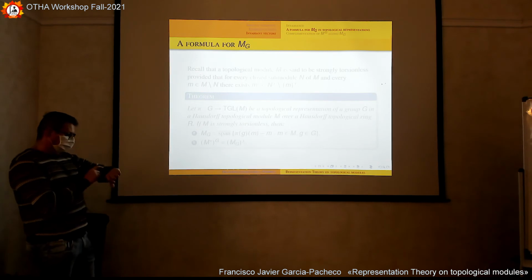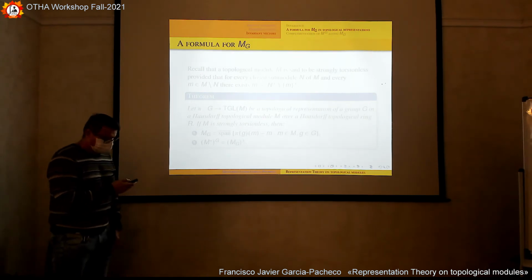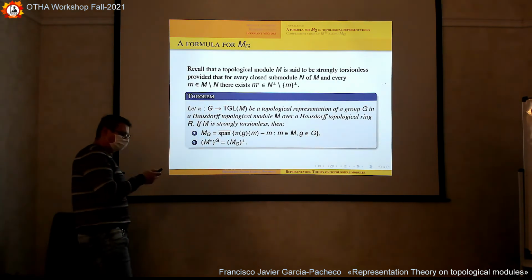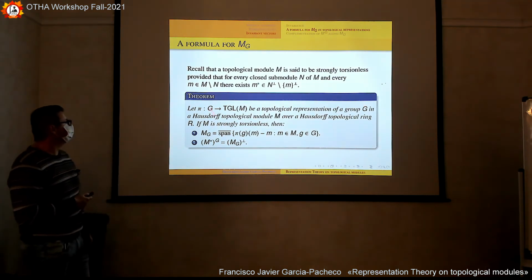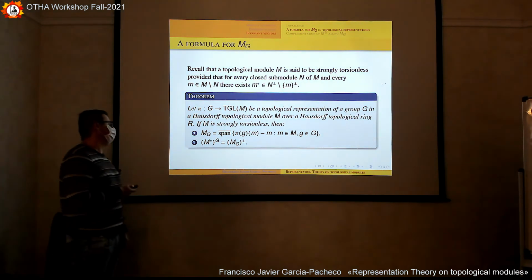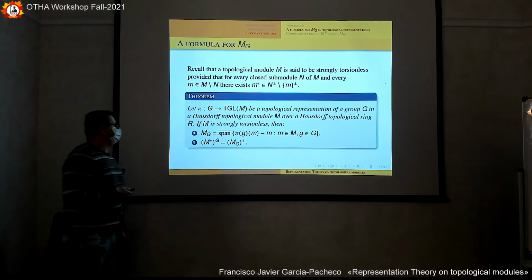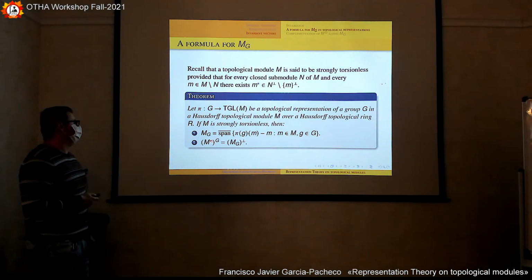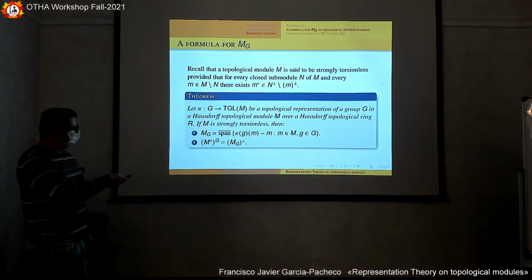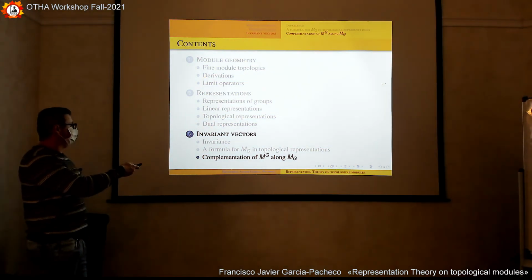First, we have a formula for the submodule of invariant vectors in a topological representation. Now we need M to be a Hausdorff topological module over a Hausdorff topological ring. We haven't used that until now. And the invariant vectors of the dual representation coincide with the annihilator of M sub G.